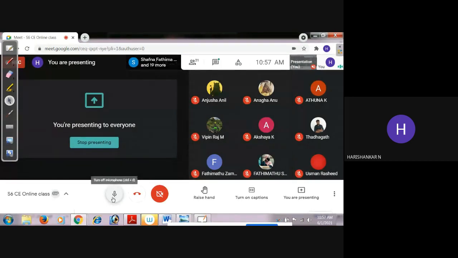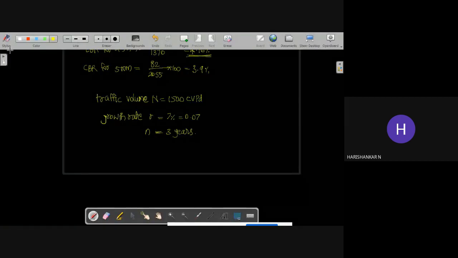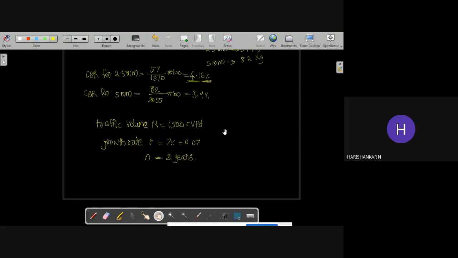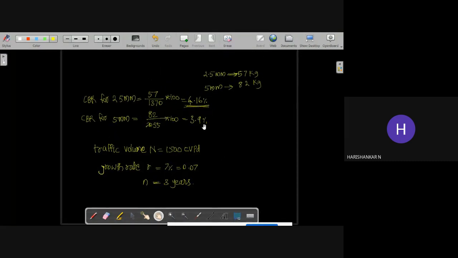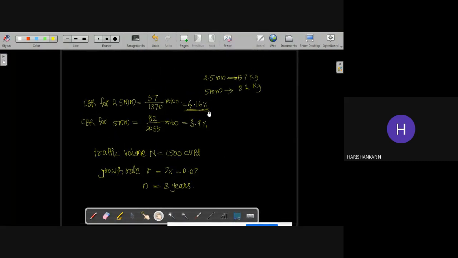So in that way, we can have the value. I hope it's clear. So this is how you should solve that problem. In the problem, you have to find the CBR value only. After that, you need not do the calculation that you have already studied by the IRC method. Okay. So in the question, they have not asked about the IRC method.